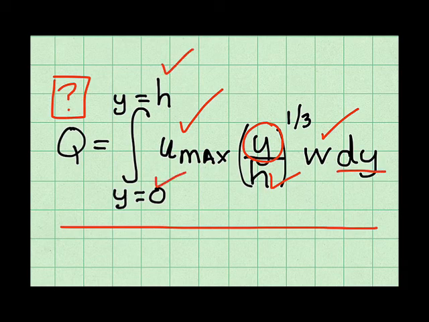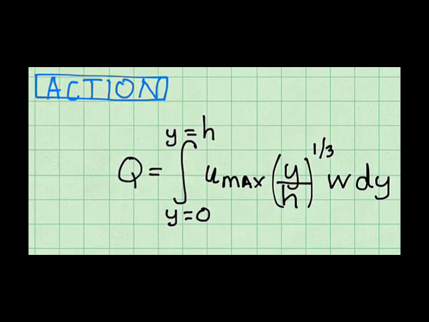Therefore, I have one equation and one unknown. I can go ahead and solve this equation. Step 1, I'll take all constants and pull them out of the integral. So this is constant and it can come out, this is constant, it can come out, and the width is also constant, it can come out. After I rewrite the equation, here's what I get.